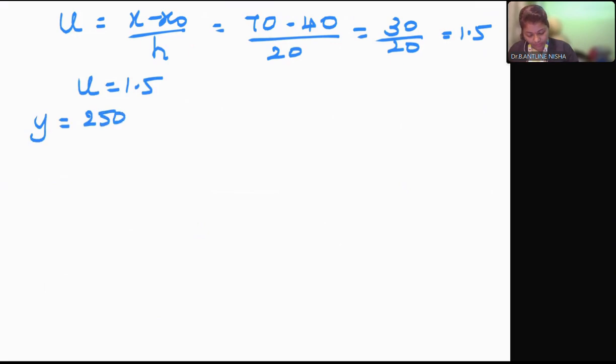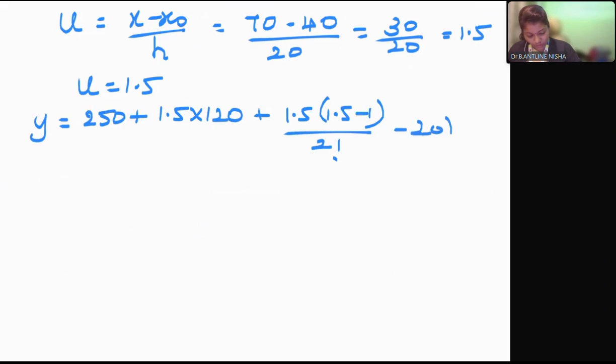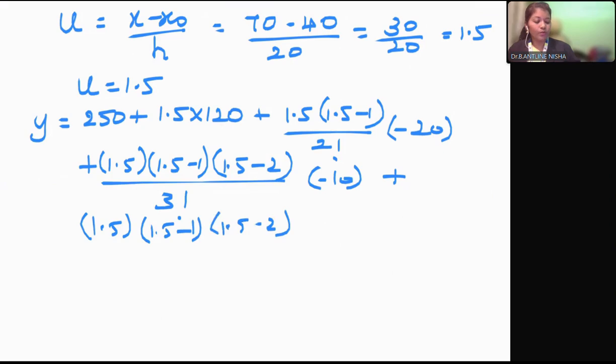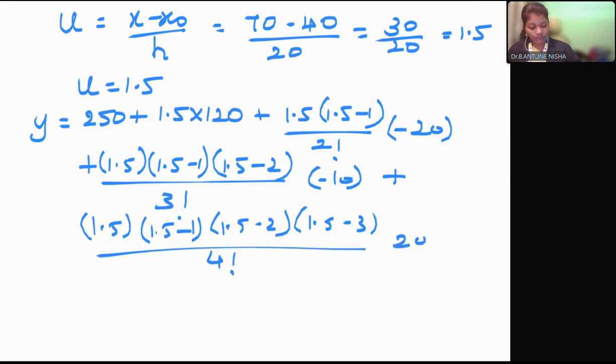That is 250 plus 1.5 into delta y naught, which is 120, plus 1.5 into 1.5 minus 1 divided by 2 factorial into minus 20, plus 1.5 into 1.5 minus 1, 1.5 minus 2 divided by 3 factorial into minus 10, plus 1.5 into 1.5 minus 1, 1.5 minus 2, 1.5 minus 3 divided by 4 factorial into 20. Okay, now you have to simplify this.